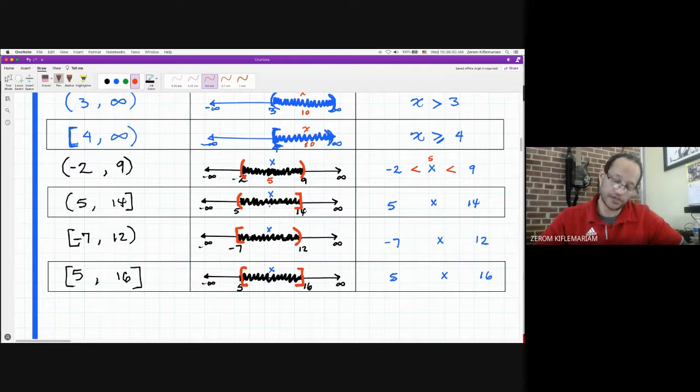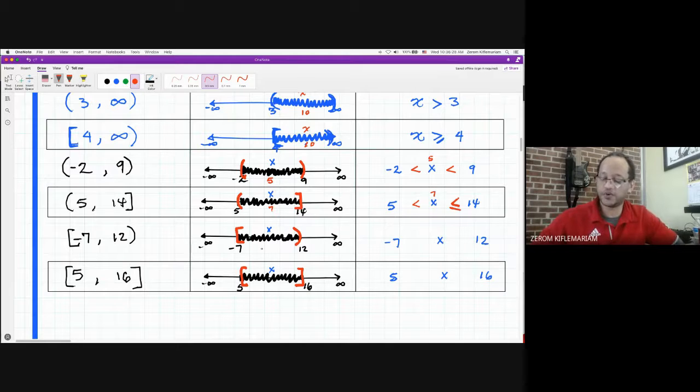The next one, let's use the same number again. Can I use 7? So we have 5 is less than 7. That is true. 7 is less than 14. That is true. But this time, I'm looking at the right side. It is a bracket. So the bracket would be less than or equal to. Question?